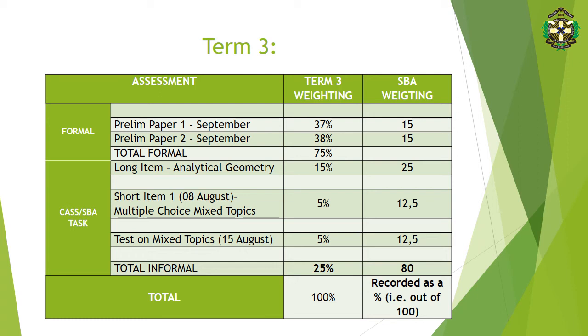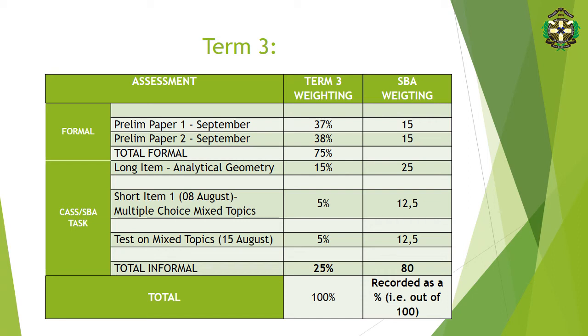Then we have the short item, which is going to be written on the 8th of August. This is more like a multiple choice, mixed topic. I'll give them a multiple choice, but they are expected to show their working, and it is not marked like any other assessment. There's a rubric that we use. So this will count 5% towards the term 3 mark, but 12.25 marks towards the SBA component.